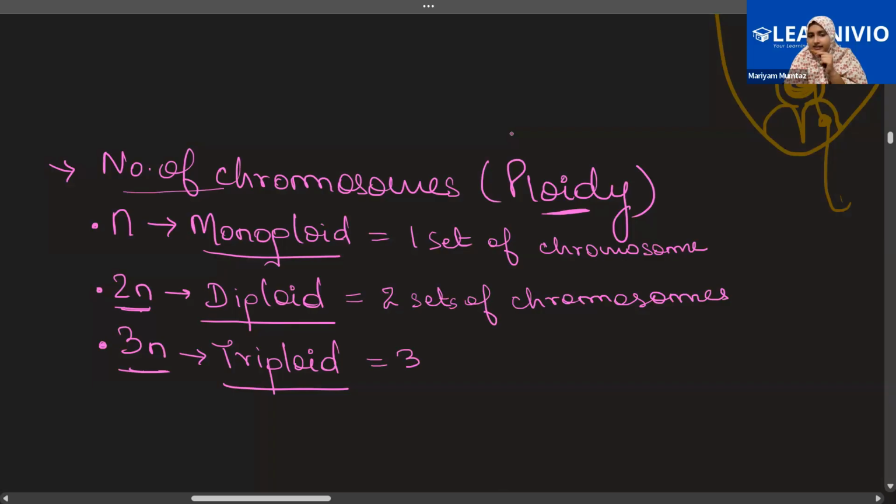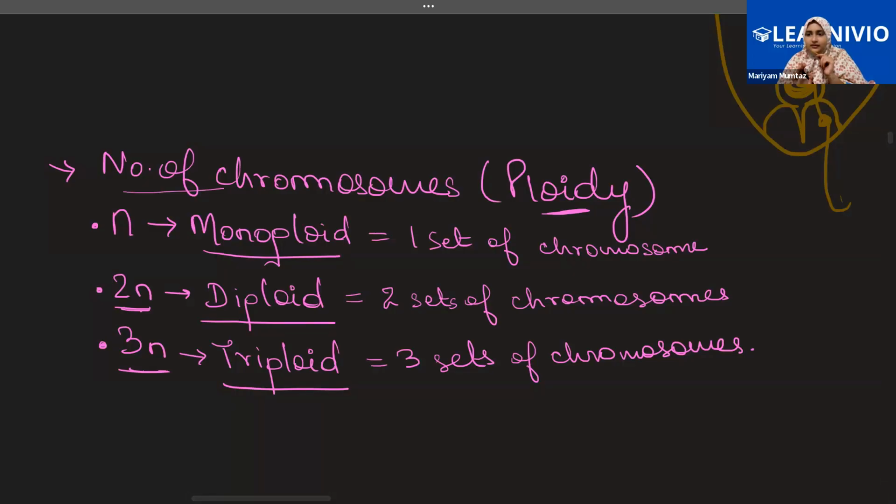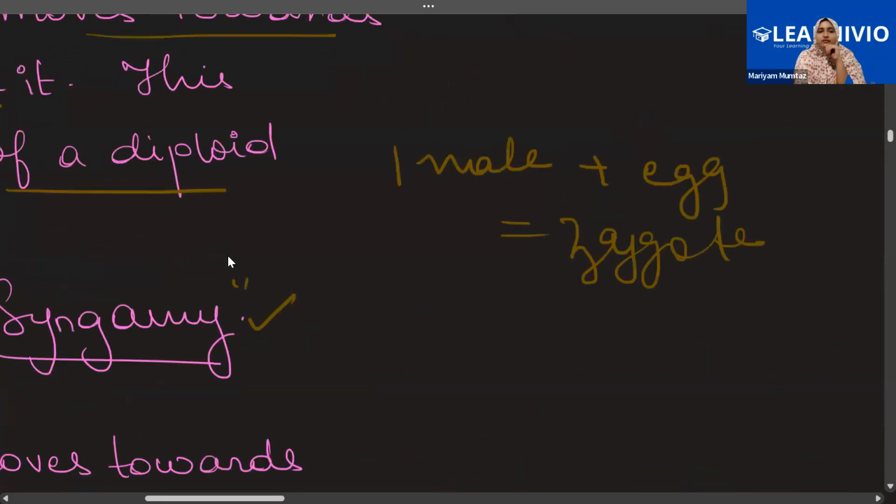And lastly, there are 3 sets, triploid. Same way, if I write 4n, then what would it mean? Quadruploid, right? And how many sets of chromosomes would that have? 4 sets. You are understanding the word set? Set has 23 chromosomes in humans, that is, very good. 23 pairs, so pair means 23 plus 23. Very good.